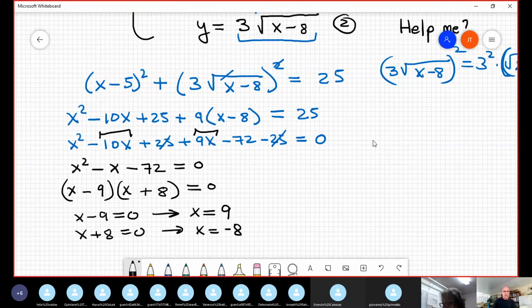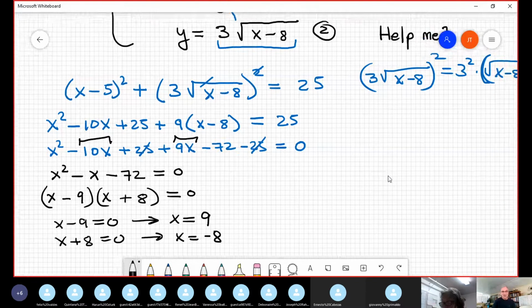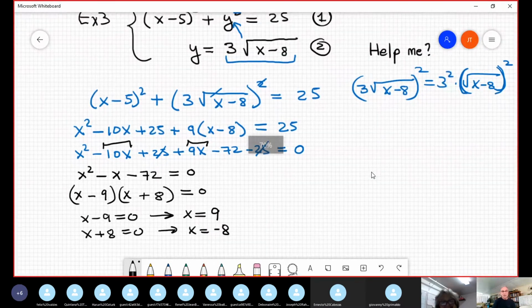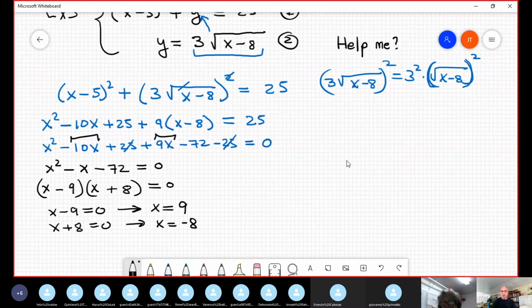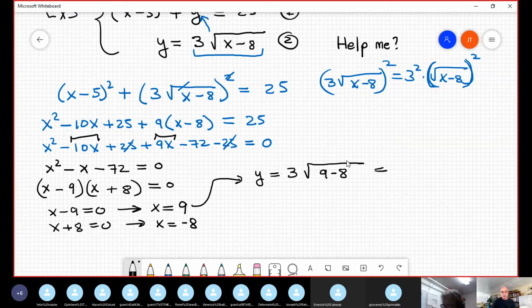Now to find the y value is a piece of cake, because I come back to the beginning of the equation where y is totally isolated, and substitute 9 and negative 8. Let's do it. Suppose here, I copy y is equal 3 square root of x minus 8, so 9 minus 8. 9 minus 8 is 1, square root 1 is 1, 1 times 3 is 3, and the point would be 9,3.